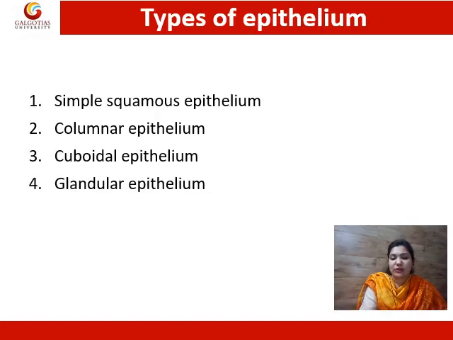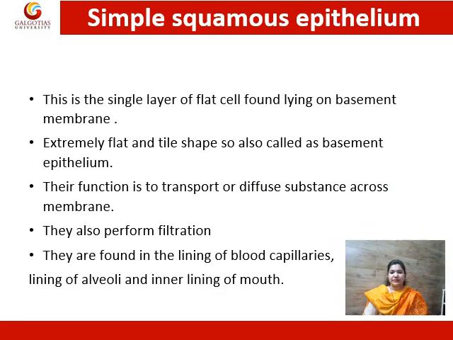Let's discuss the types of epithelium. The epithelium is mainly of these four types. First is simple squamous epithelium. Second is columnar epithelium. Third is cuboidal epithelium. And the fourth is glandular epithelium. Let's discuss all these types of epithelium one by one.